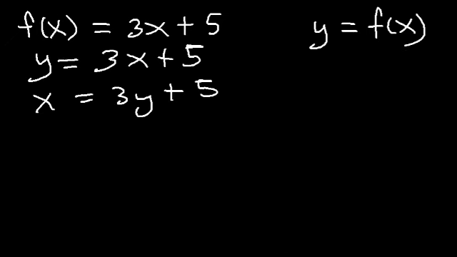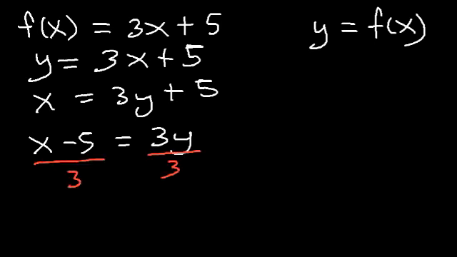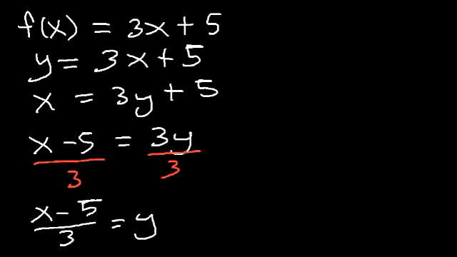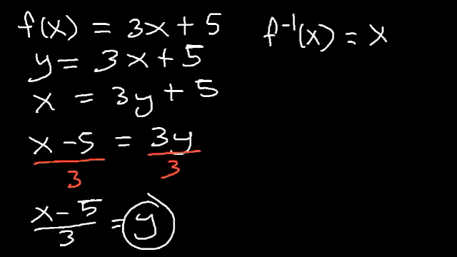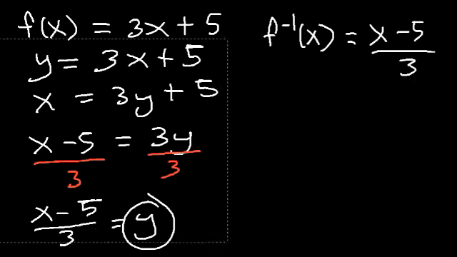Once you switch x and y, your next step is to solve for y. So let's subtract 5 from both sides. So x minus 5 is equal to 3y. Next, let's divide both sides by 3. So x minus 5 divided by 3 is equal to y. So therefore, we could say that the inverse function, which we can replace with this y, is equal to x minus 5 divided by 3. So that's how you can find the inverse function.